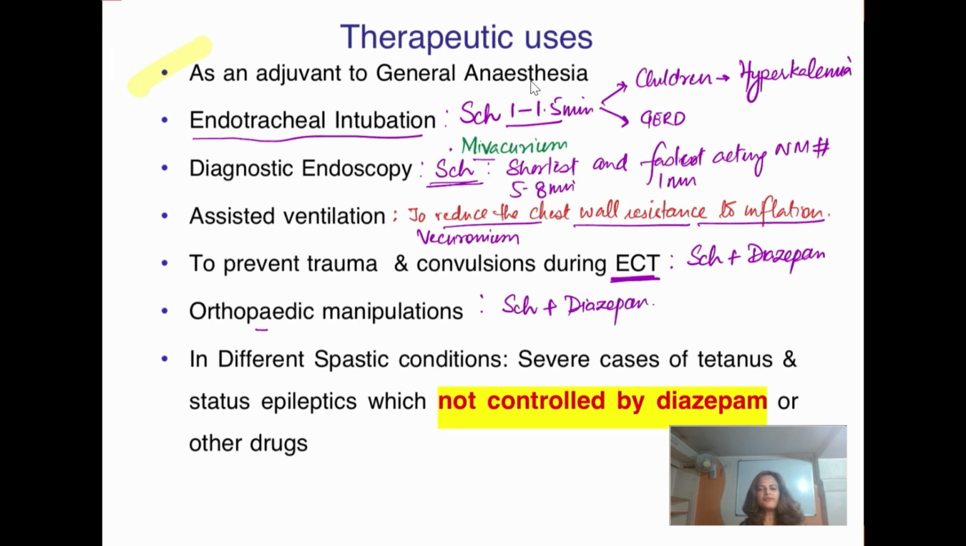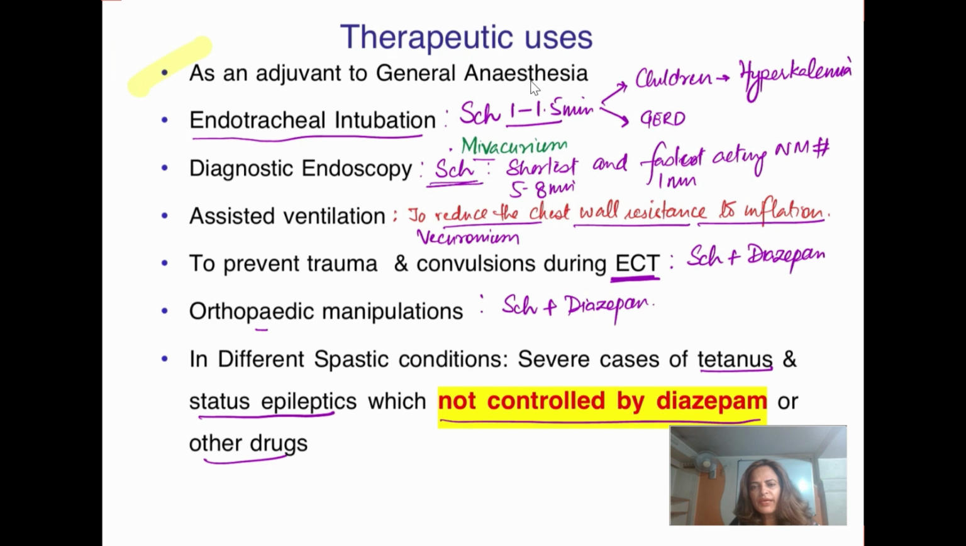Then in various spastic conditions like tetanus हो गया, status epilepticus हो गया, usually we use a centrally acting skeletal muscle relaxant, but we can use this also if it is not controlled by that. So this is about the therapeutic uses. This is in combined. I have told you the therapeutic uses of neuromuscular blocking agents.